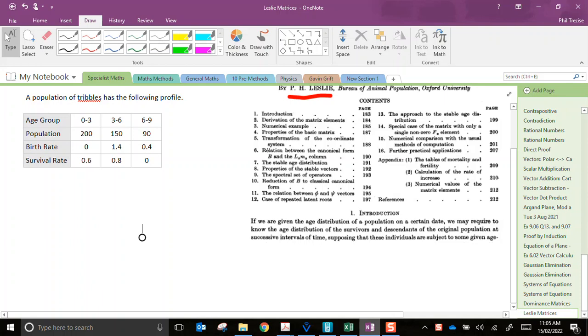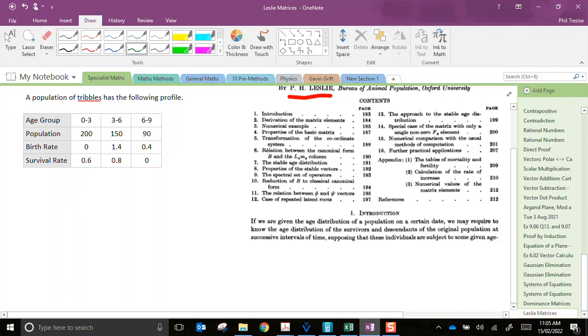Now, these tribbles, we've divided the population into three age groups, and then the 200 is the total number of tribbles in age group 0 to 3, the juveniles. There's 150 in the middle age, and there's 90 of them in their old age, and none of them live past 9 years of age. We're going to assume that the tribbles are 50-50 male and female. So that 200 there, for instance, is 100 males and 100 females, and so on.